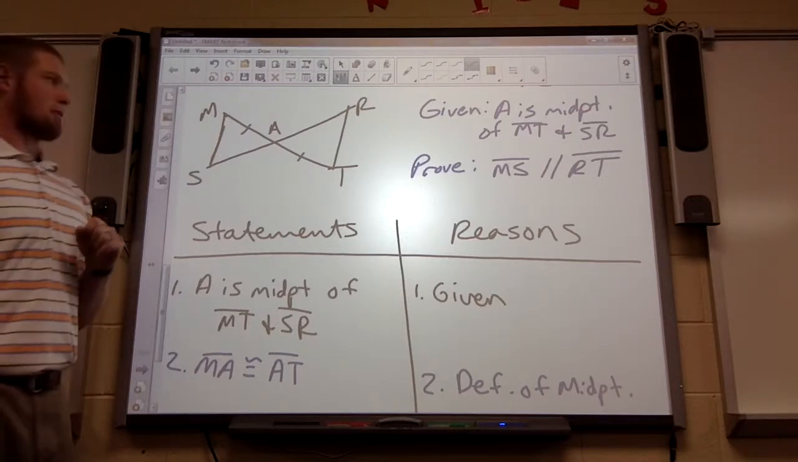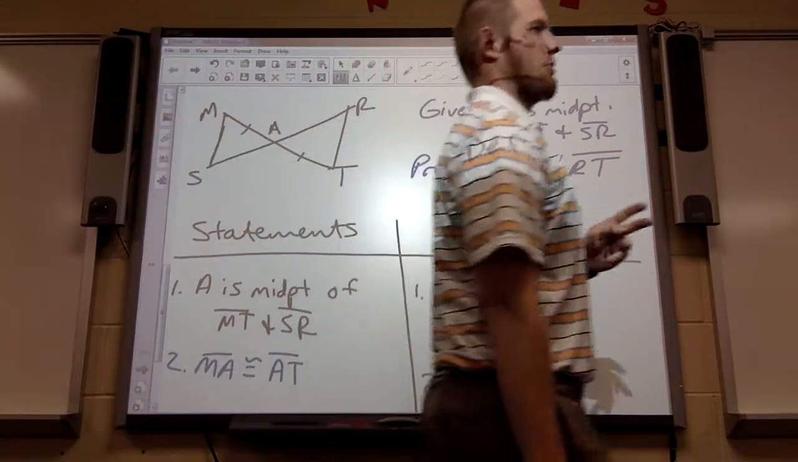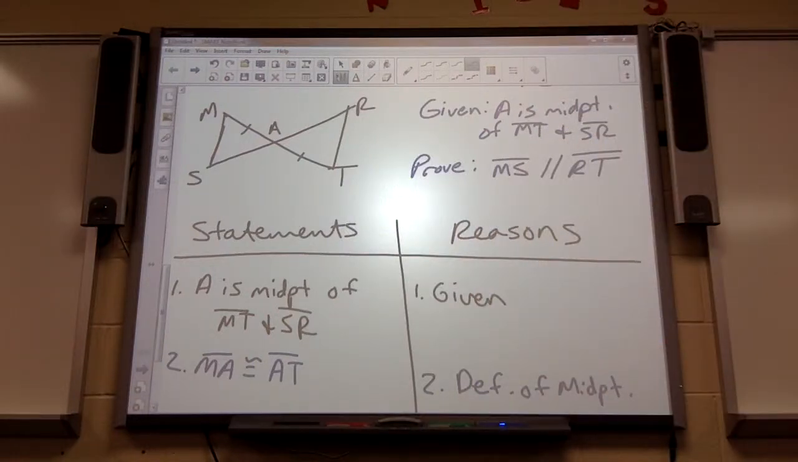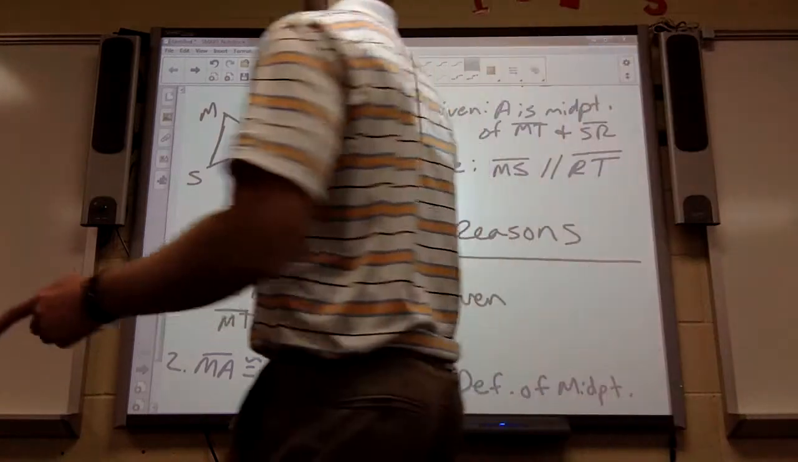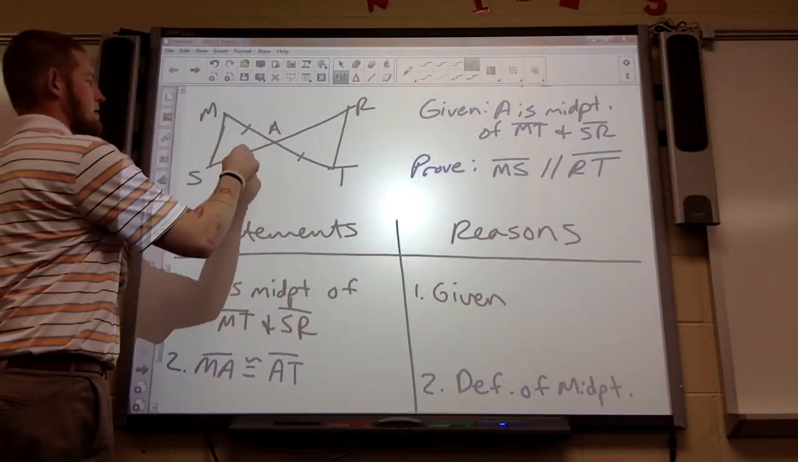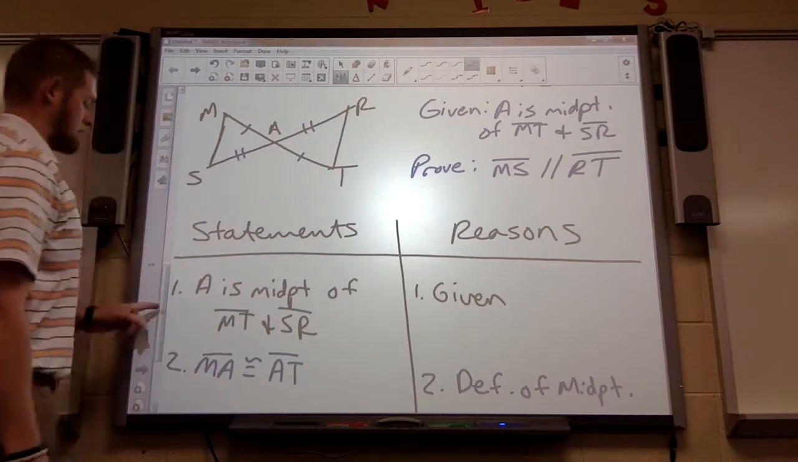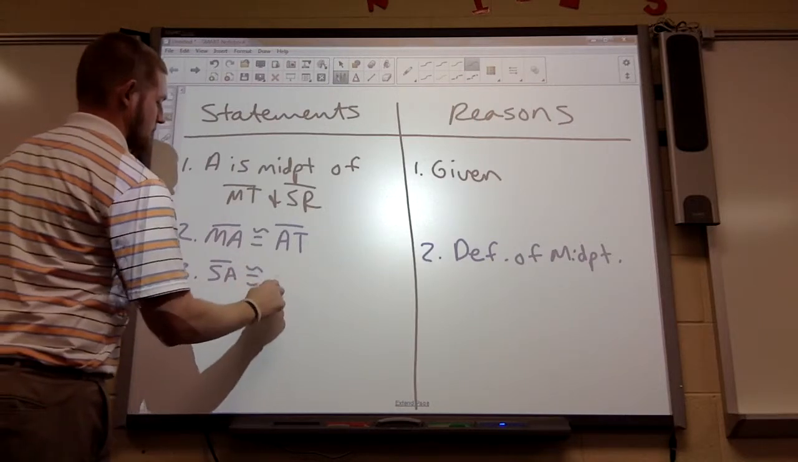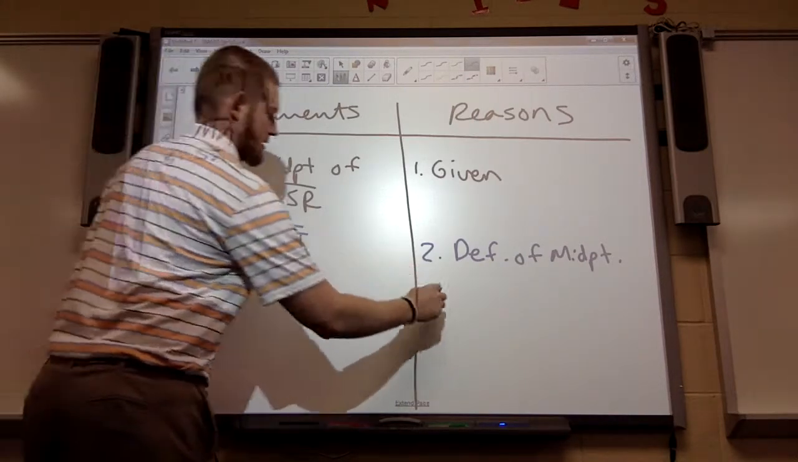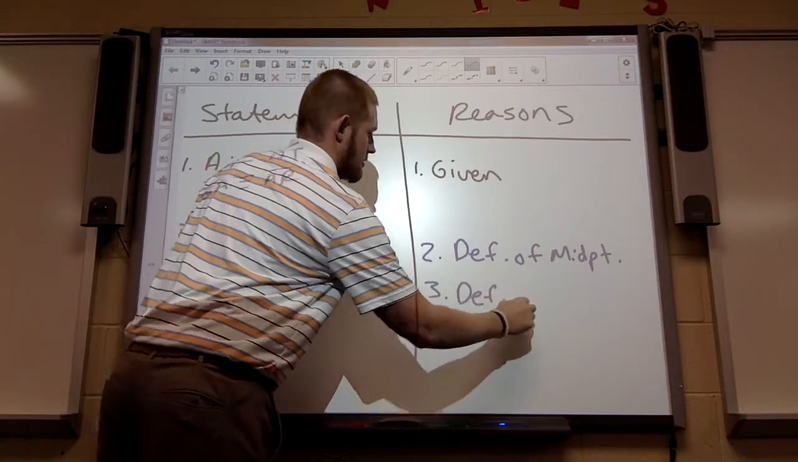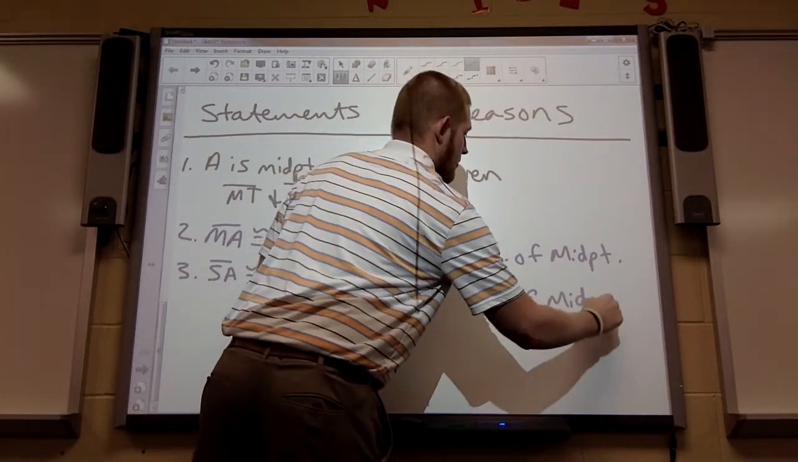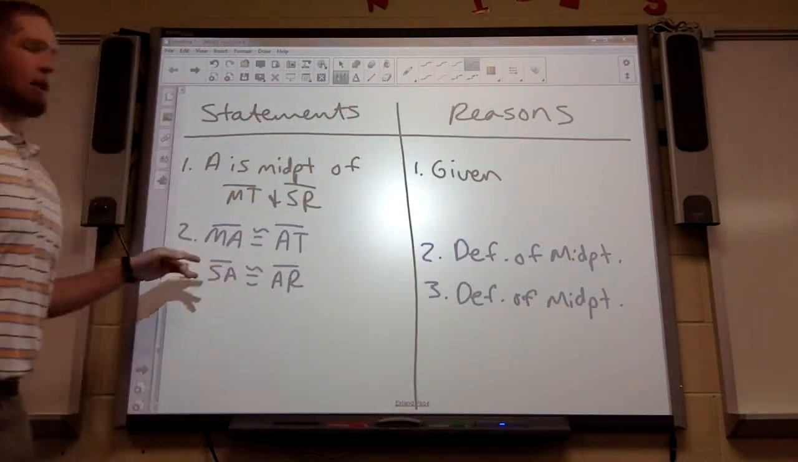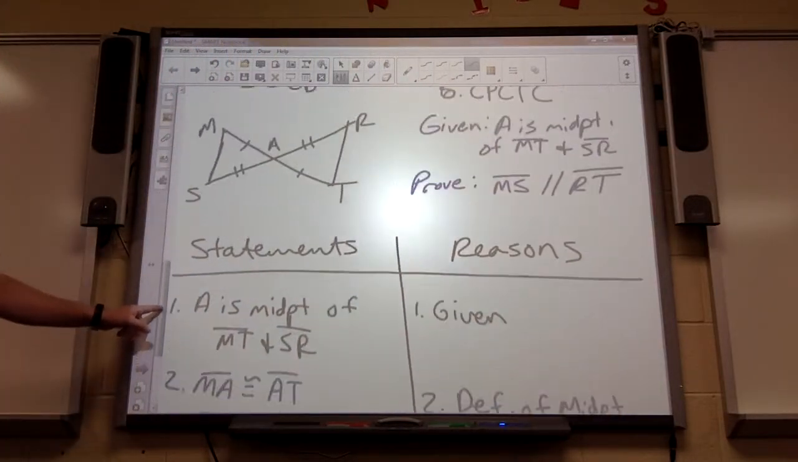Okay, what else did we come up with? There's one more thing we can mark because A is the midpoint. Use the information of SR. When you know the answer to this question, raise your hand. Okay, hopefully we all came up with that SA is then congruent to AR. So that should be our step 3. SA is congruent to AR. Same reason, definition of midpoint. And keep in mind you could have combined those into one step if you wanted to.